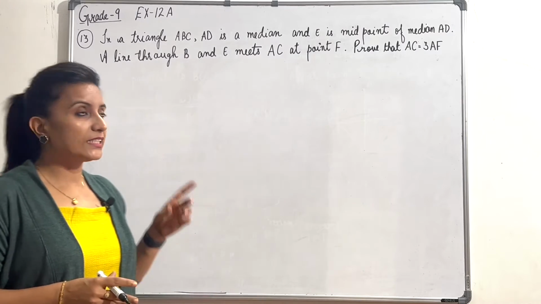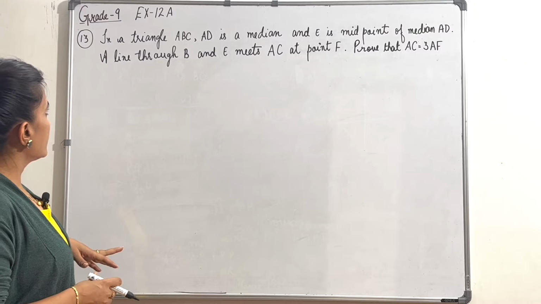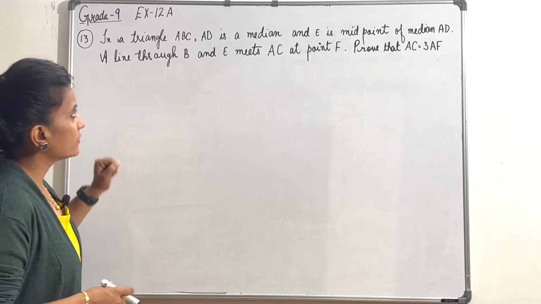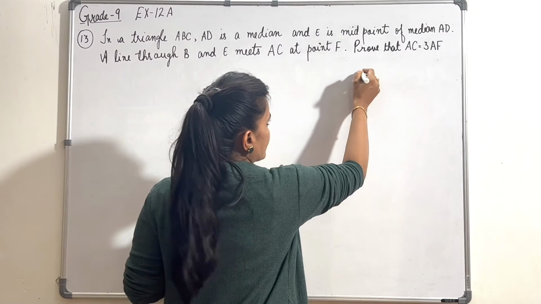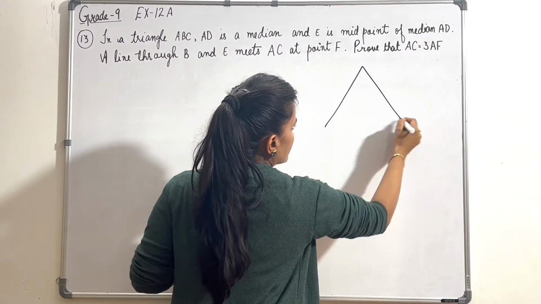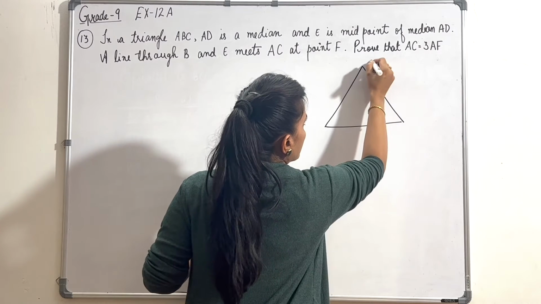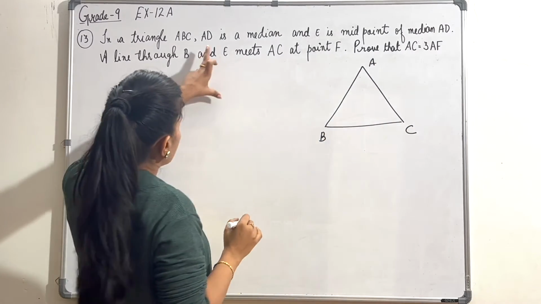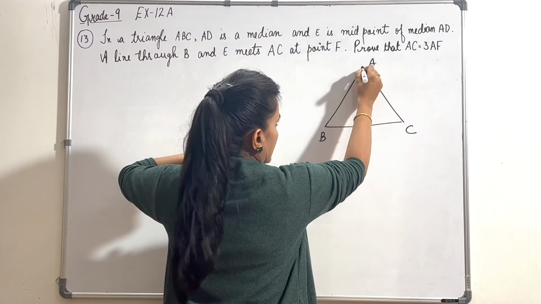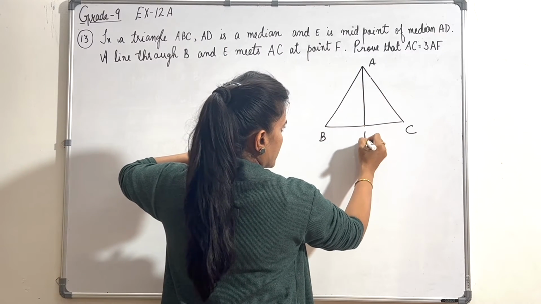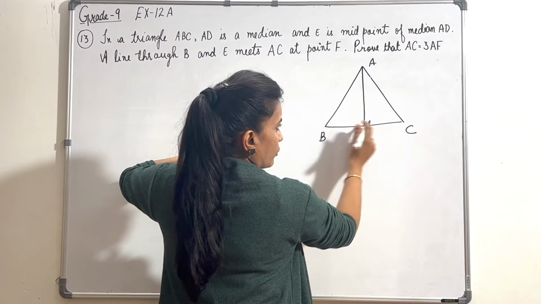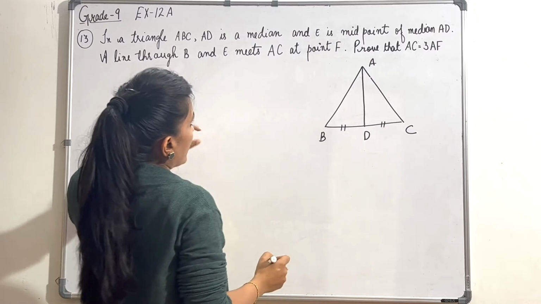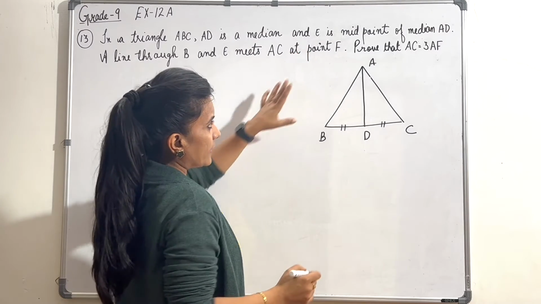Now I have taken the 13th problem. So this says that in a triangle ABC, AD is a median. Let's take triangle ABC. So here AD is a median. So AD, you all know what is median, right? This will be the midpoint of BC. Basically BD will be equal to DC. And E is midpoint of median AD.